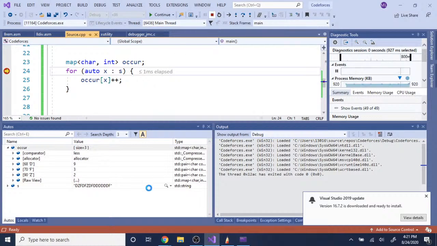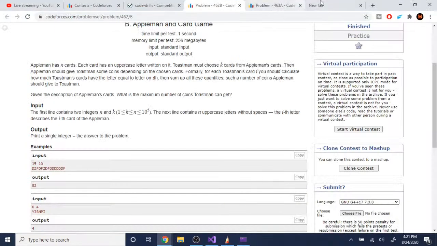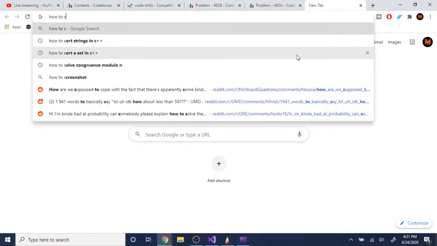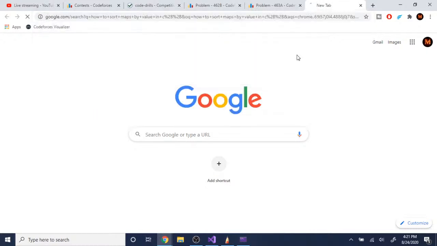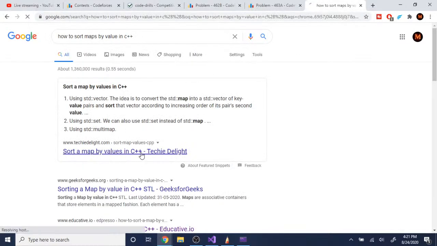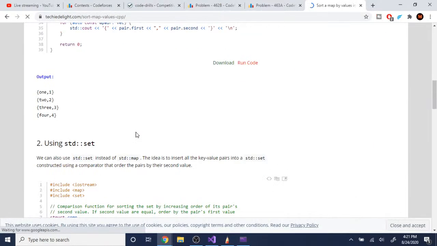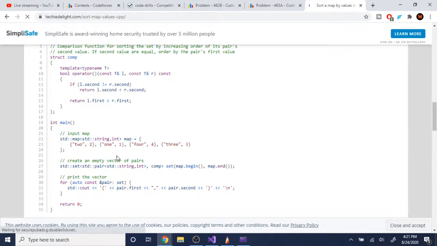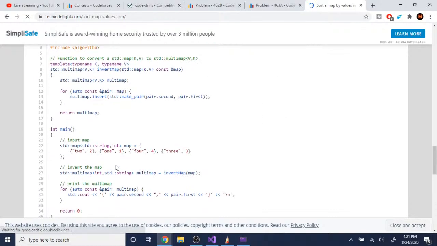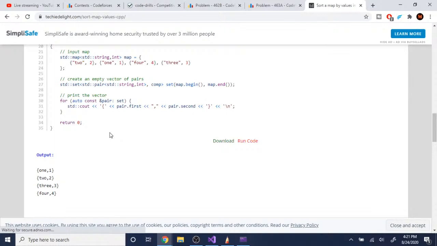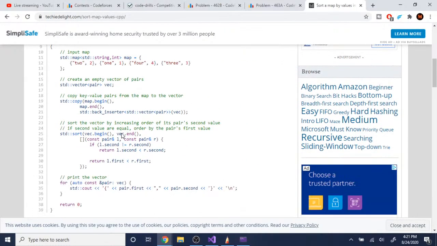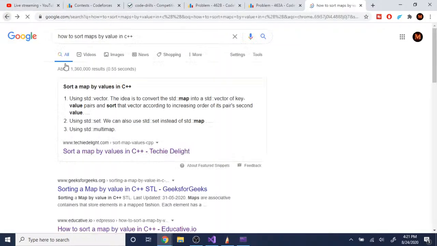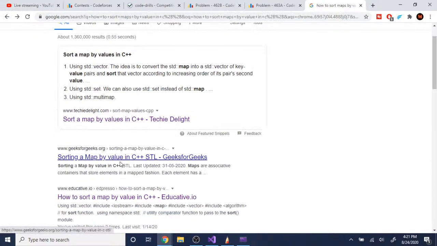Let's see. Sort by most frequent. How to sort maps by value in C++. Oh, this is going to say to push it all into a vector and then... No, I don't want to do that. I don't want to use multimap. You could do that, but I don't want to.